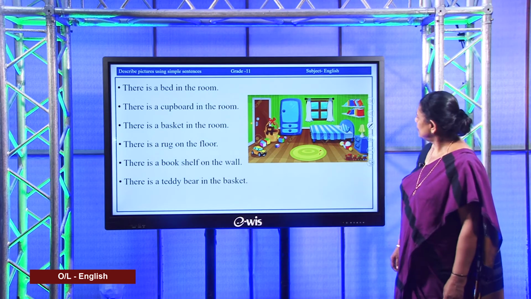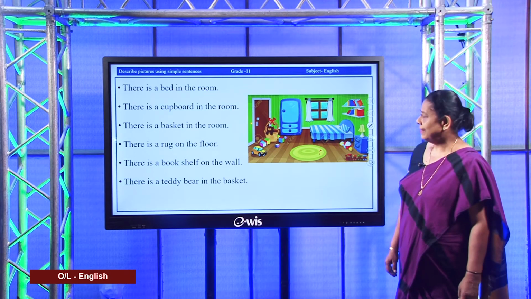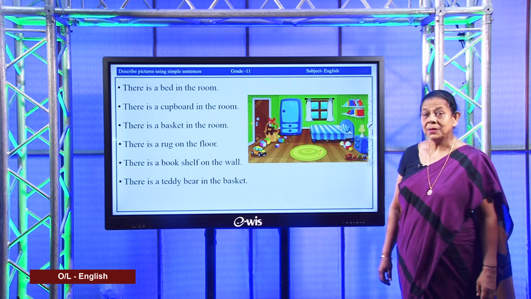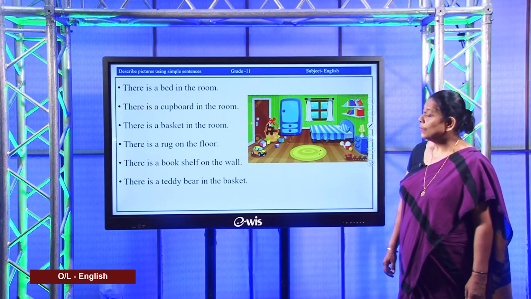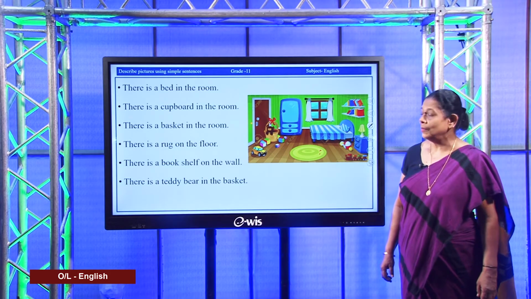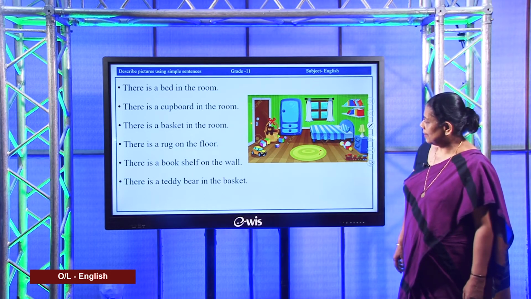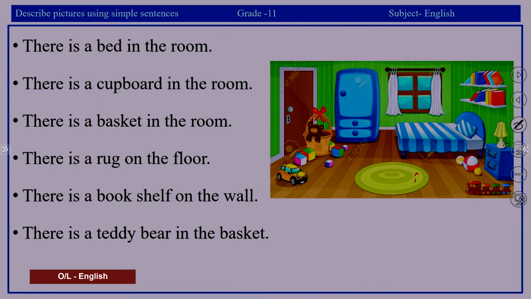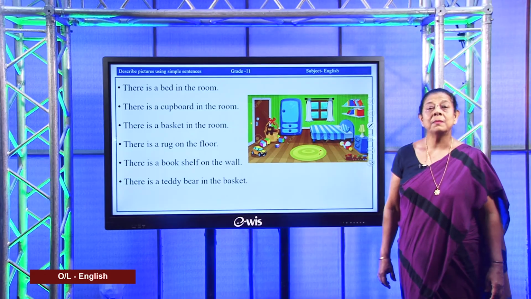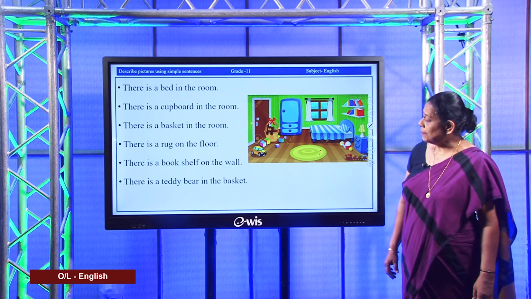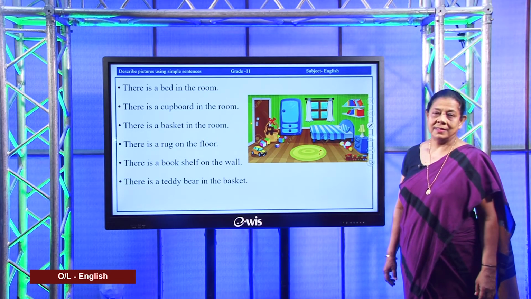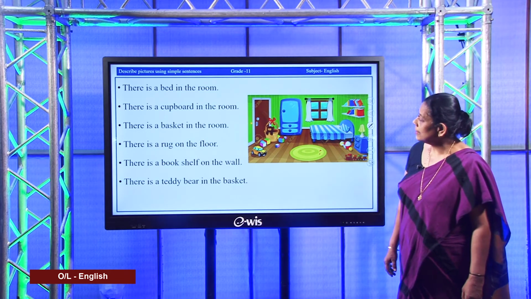Yes. Can you see a bookshelf in the picture? Right. So how do you write the sentence? How do you describe the bookshelf? There is a bookshelf on the wall. It's on the wall. Next one. Yes, you can see a teddy bear. It's in the basket. So how do you describe that? There is a teddy bear in the basket.